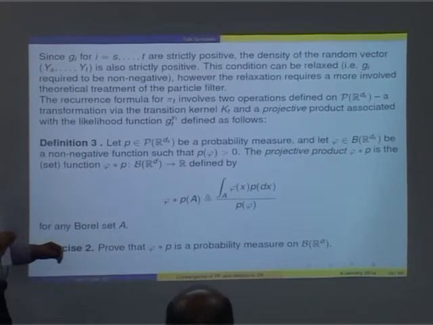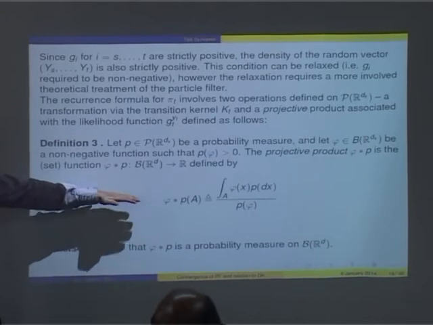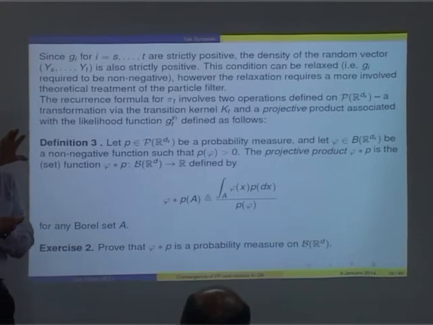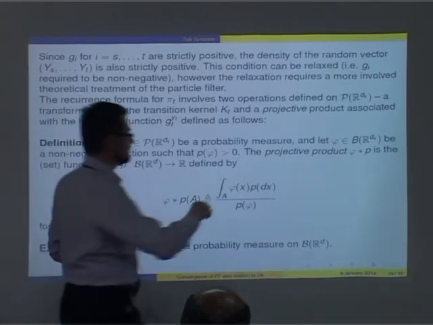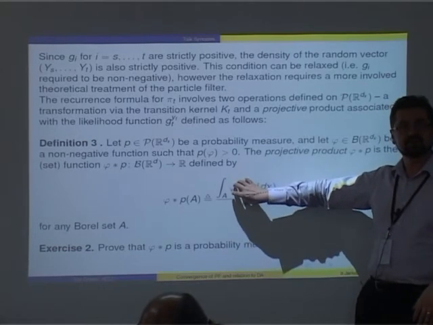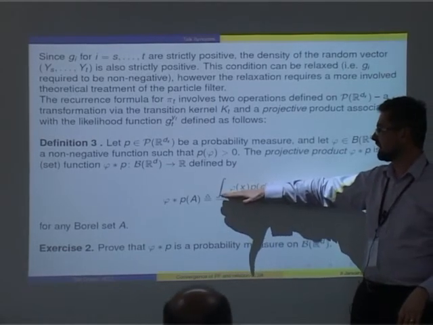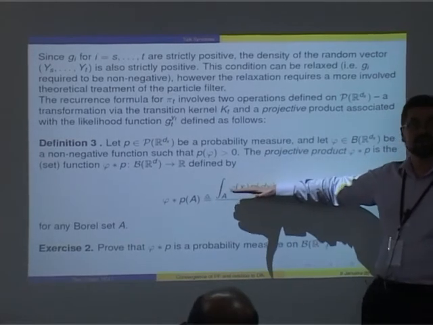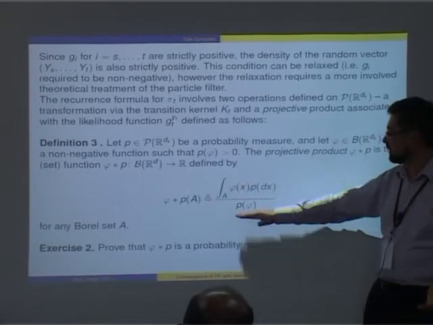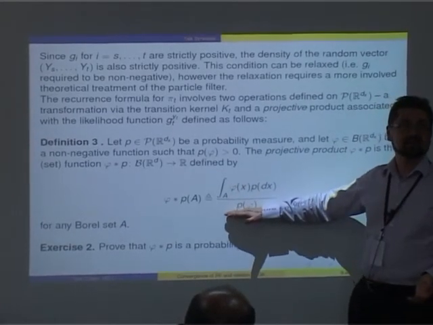So the way in which I'm going to write it, I'm going to introduce this notion of a projective product. So what is the projective product? It's an operation that takes a probability measure into a probability measure. And the only thing that it does, it takes the probability measure, it multiplies by a density function, by a function, right? So I can look at this as a measure here. It's not really a probability measure because I don't know if the integral over the whole space is 1, and all I do, I divide by the integral over the whole space.